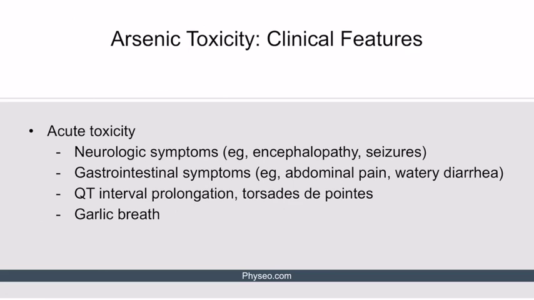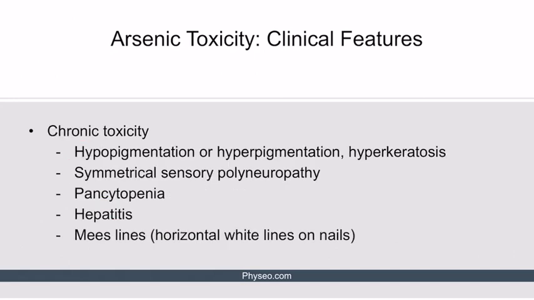Clinical features of arsenic toxicity can be broken down into acute, chronic, and latent toxicity. Acute toxicity can be manifest as neurologic symptoms such as encephalopathy or seizures, or gastrointestinal symptoms such as abdominal pain or watery diarrhea. Now, arsenic toxicity can also lead to QT prolongation, which can quickly progress to torsades de pointes. And finally, patients with acute arsenic poisoning are often described as having garlic breath, which can actually be an important clue on the board. Now, chronic arsenic toxicity can lead to skin changes such as hypopigmentation, hyperpigmentation, or hyperkeratosis.